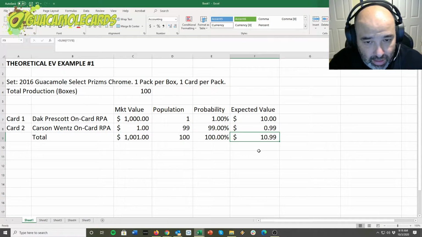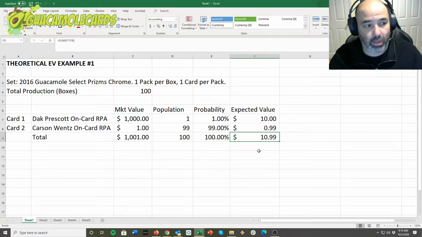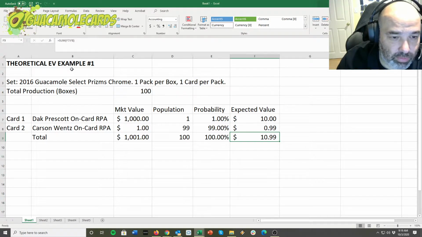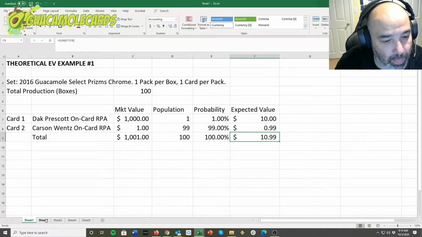You don't know what you're going to get, and you oftentimes will extract value out of a box that is less than what you paid for the box. So this is a very basic example. Should be pretty straightforward, right? What happens if it gets a little more complicated?